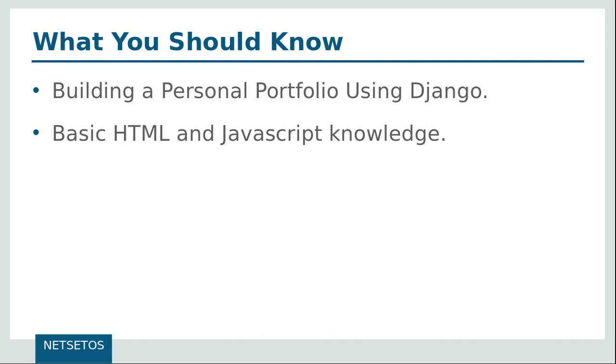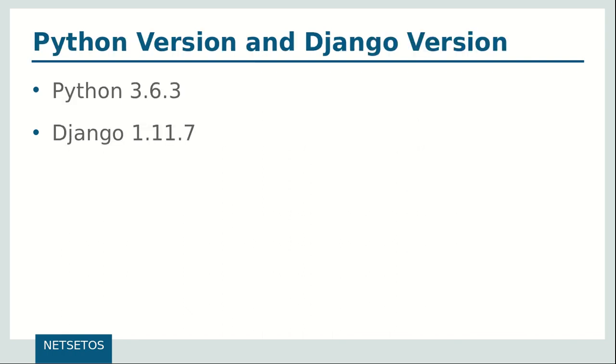Here we'll be going into depth about all the different tools that we'll be using here. Also, you should have some basic HTML and JavaScript knowledge for this course. Basically, you'll be able to work with web technology. Here I'll be using Python 3.6.3 and a Django version 1.11.7.